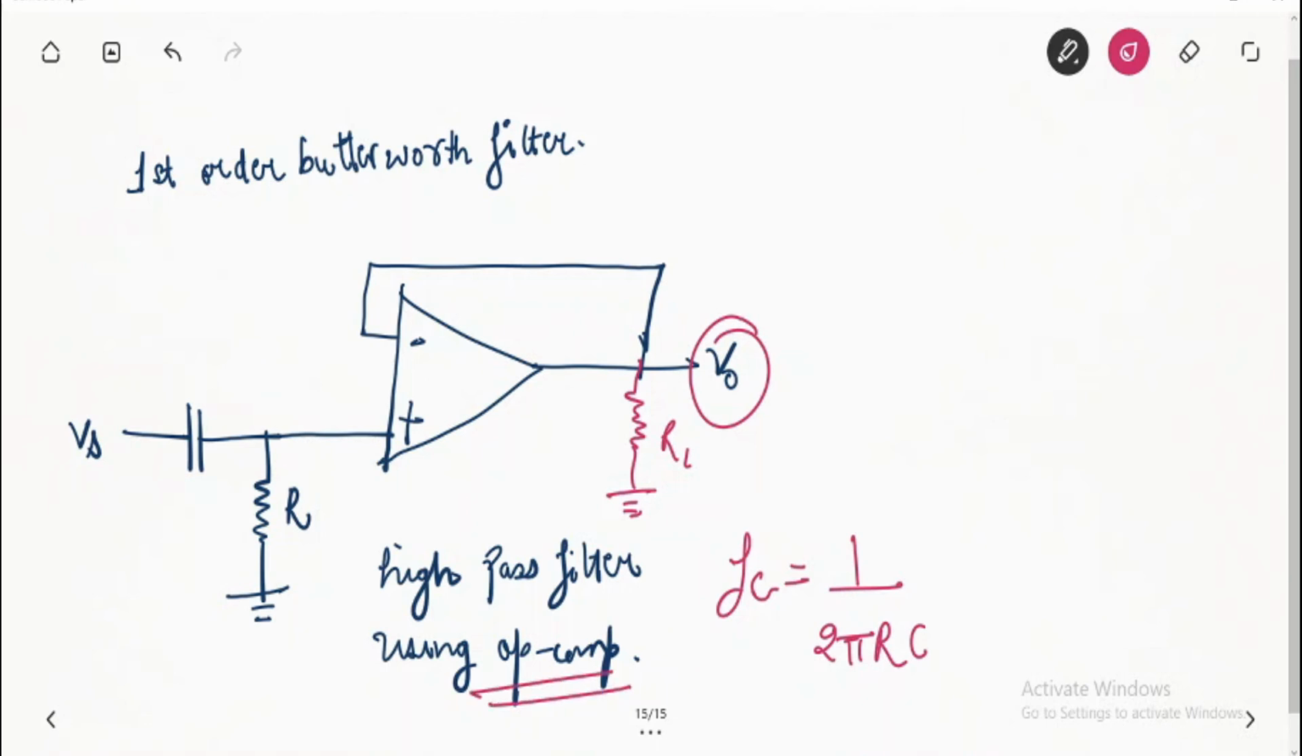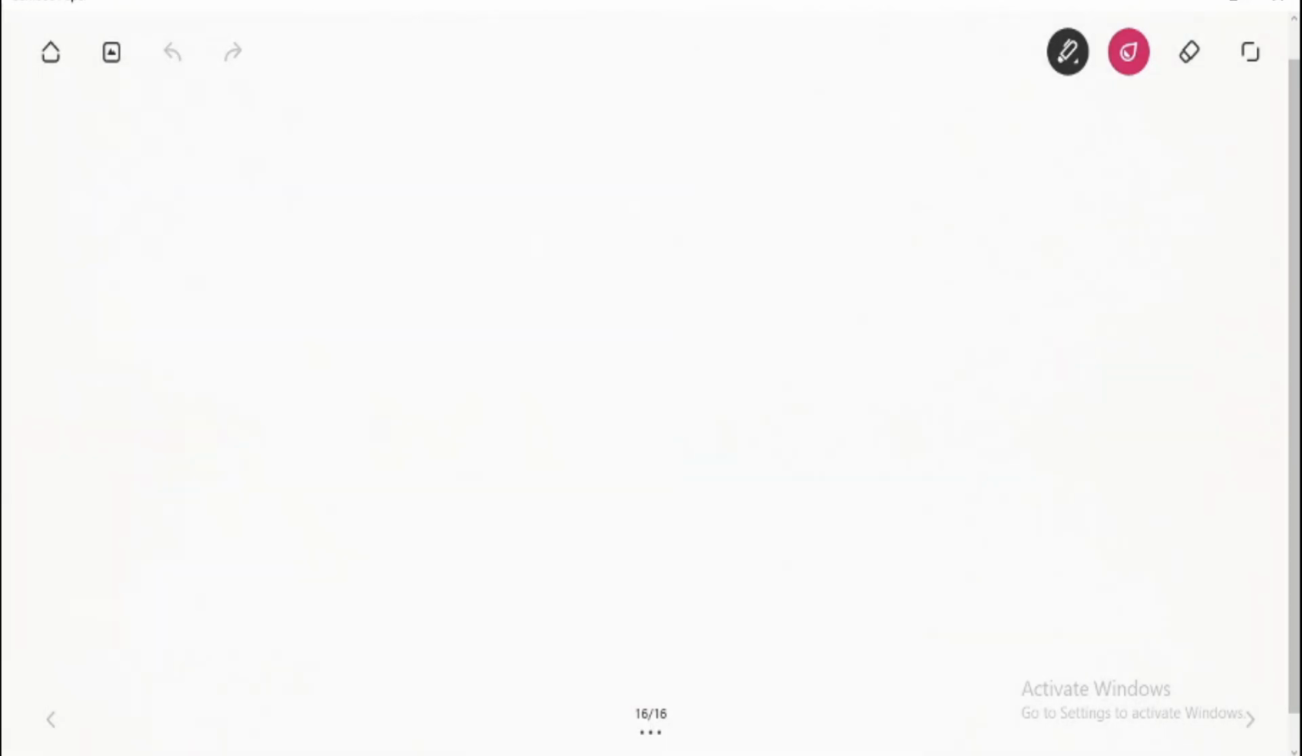Fine, and I'm just making here another diagram, that is your low pass filter or first order Butterworth low pass filter. This is your high pass filter, first order Butterworth high pass filter. So I'm writing here high pass. Okay, and for the low pass, that is your first order Butterworth low pass filter.